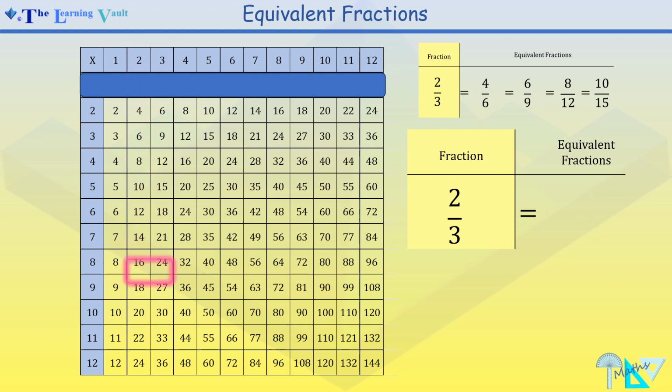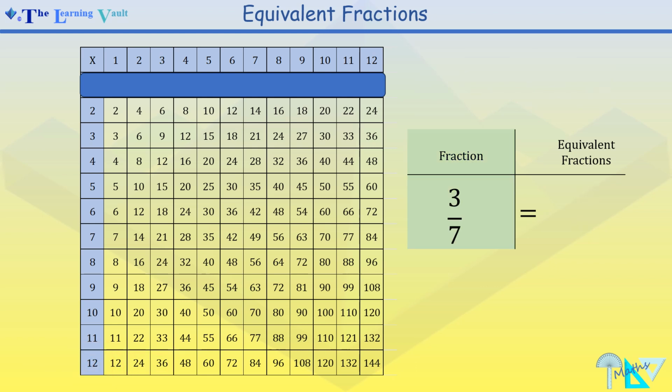Multiplier of 11, our equivalent fraction is 22/33. And finally, in this demonstration, with a multiplier of 12, our equivalent fraction is 24/36. Now, using the multiplication grid, let's find the equivalent fraction of 3/7 using the multiplier of 6.